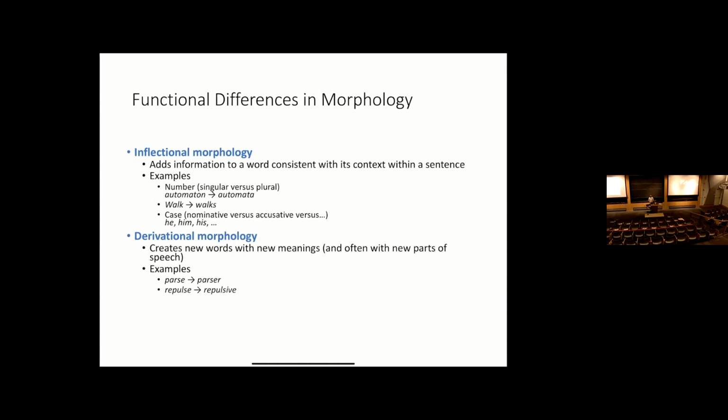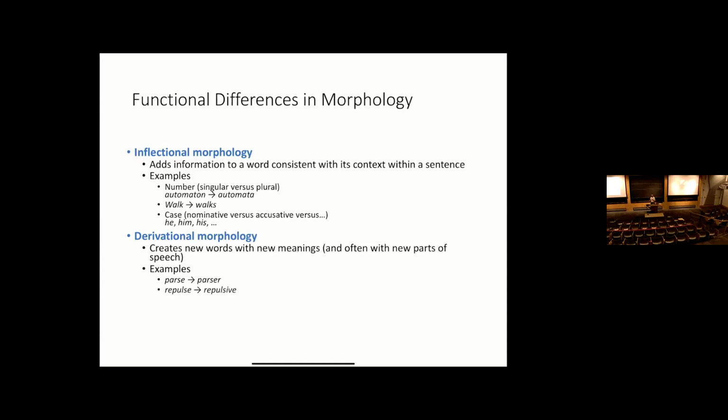Derivational morphology, instead of just adding information to words, derives completely new words, creates new words with new meanings and often new parts of speech. So if you take parse and add ER to get parser, that's derivation. And if you take repulse and add IVE to it to get repulsive, that's also a derivation.